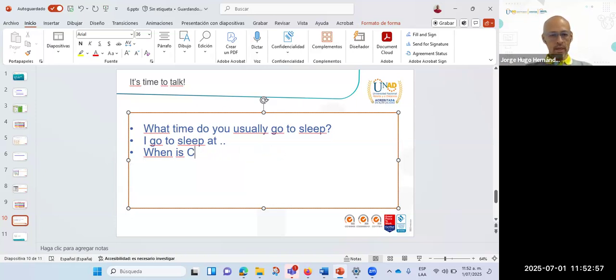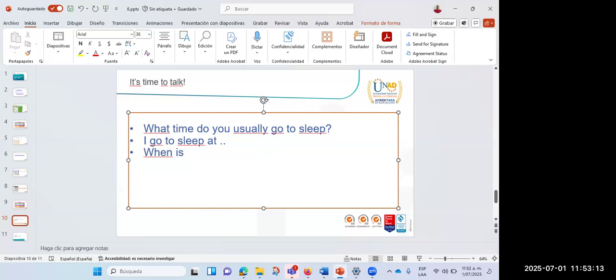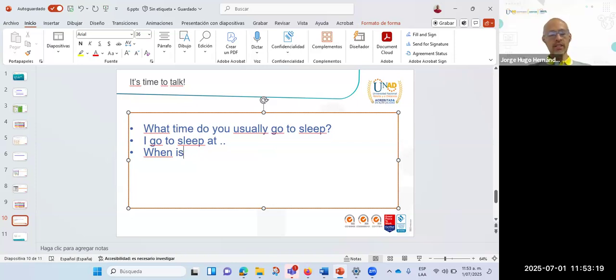When is, Samuel? When is love and friendship here in Colombia? When do we celebrate love and friendship here in Colombia? That is in September. Okay, only the month, in September.